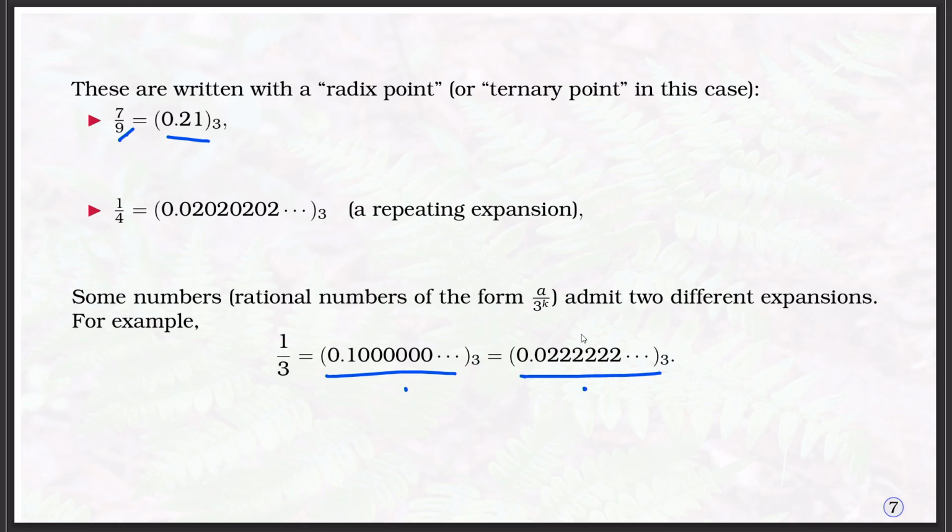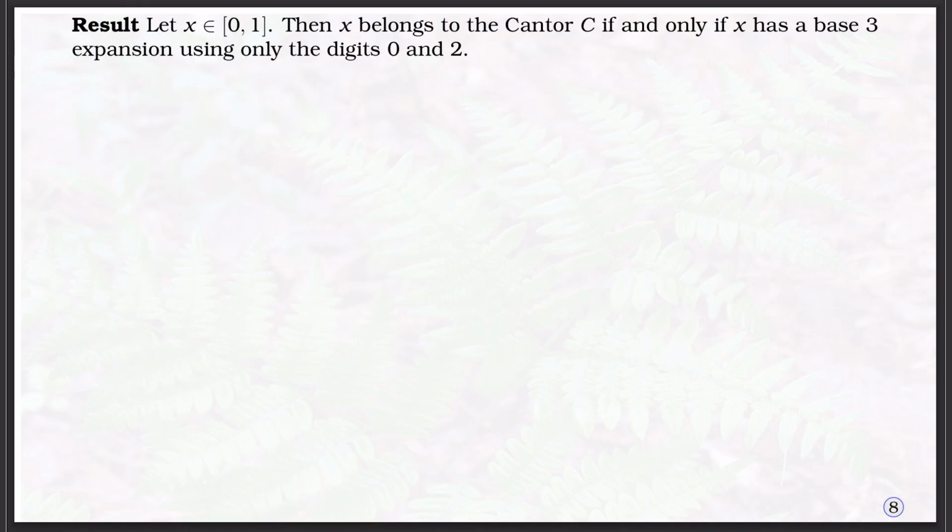So, if you are taking any number in the interval 0, 1, of the form a by 3 power k, then it has two different base 3 representations, one including 1 and the other without 1. Now, let x belong to the closed interval 0, 1. Then x is a member of the Cantor set C if and only if x has a base 3 expansion using only the digits 0 and 2. That means, in the base 3 representation, the number 1 will not appear.